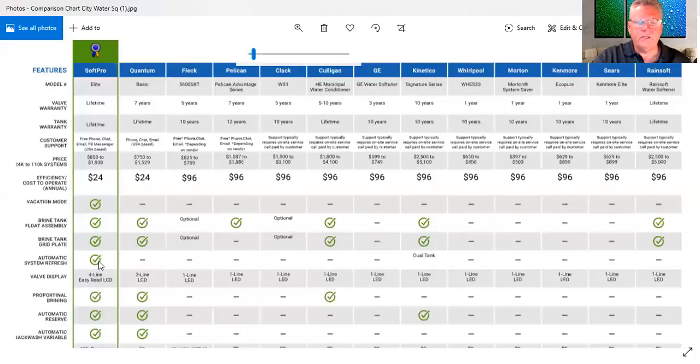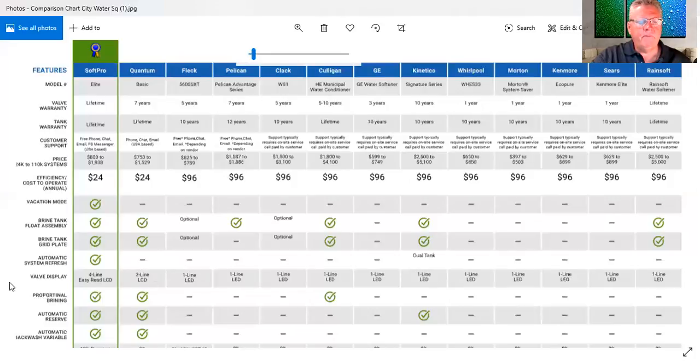Automatic refresh, system refresh mode. What that is: if you're not home using water for X amount of days, the system will do a quick regeneration, just like a 3-minute regeneration, just to get some movement in the resin bed to keep bacteria from growing. The Soft Pro includes that. None of these other systems include that.